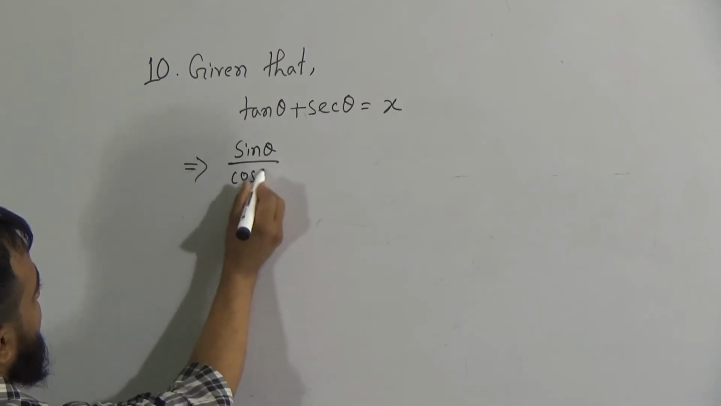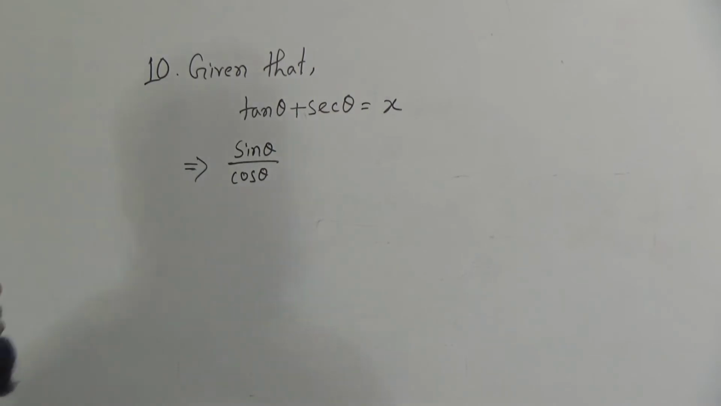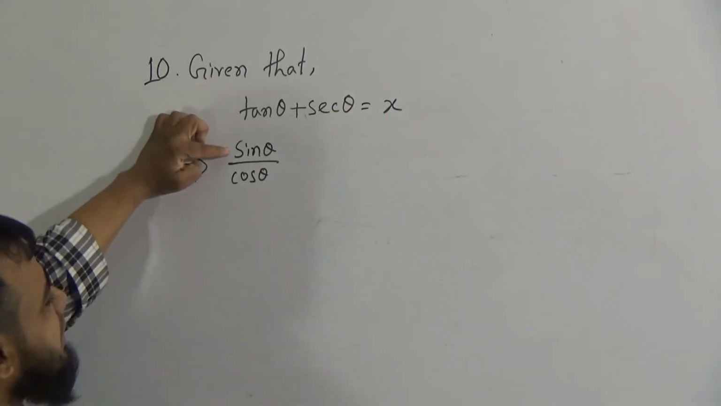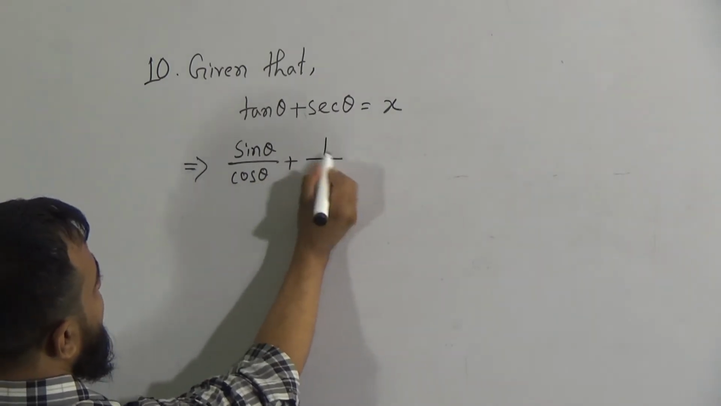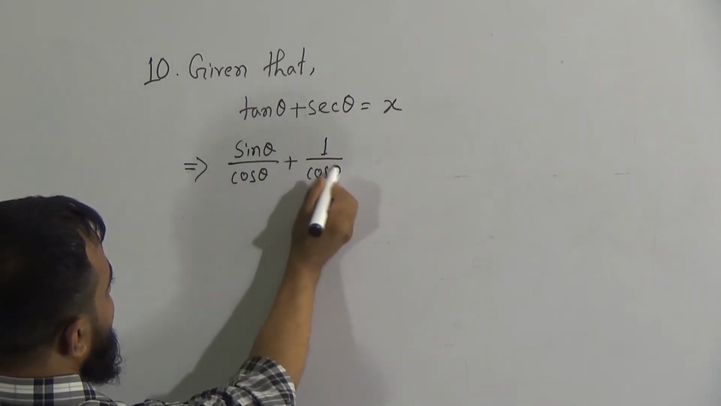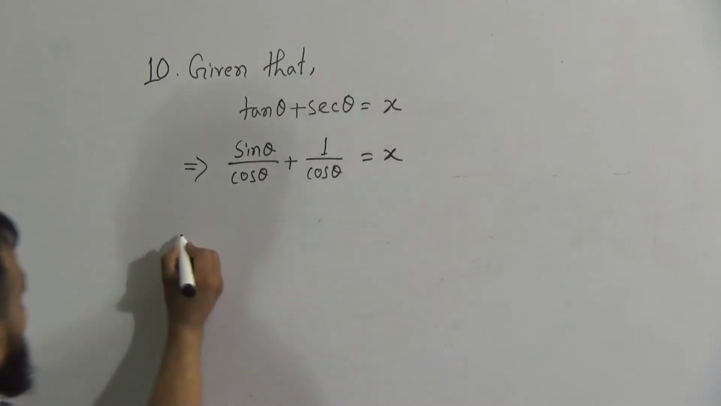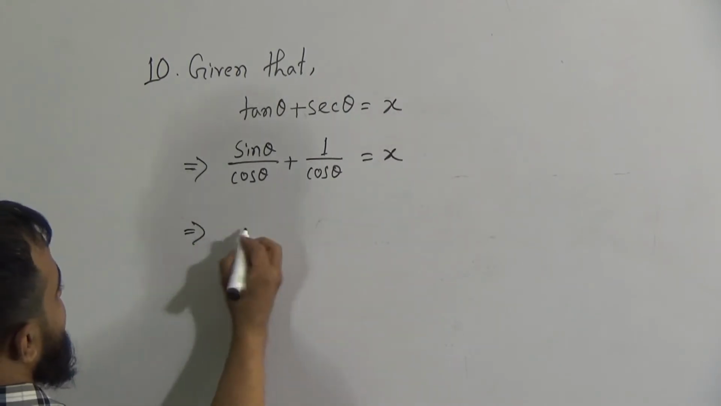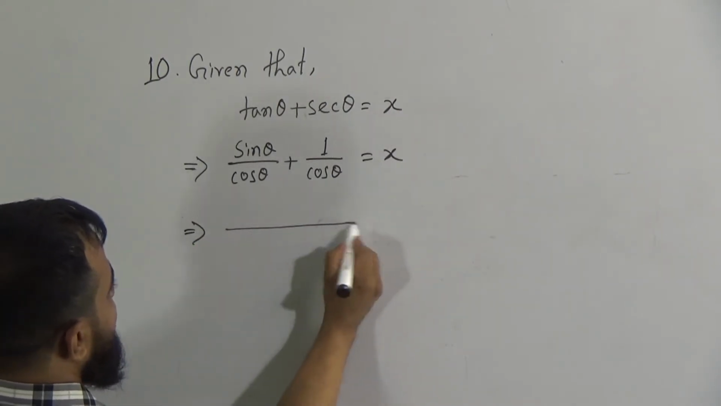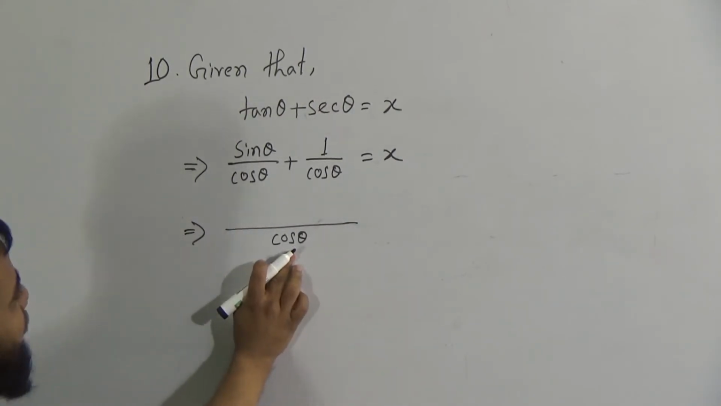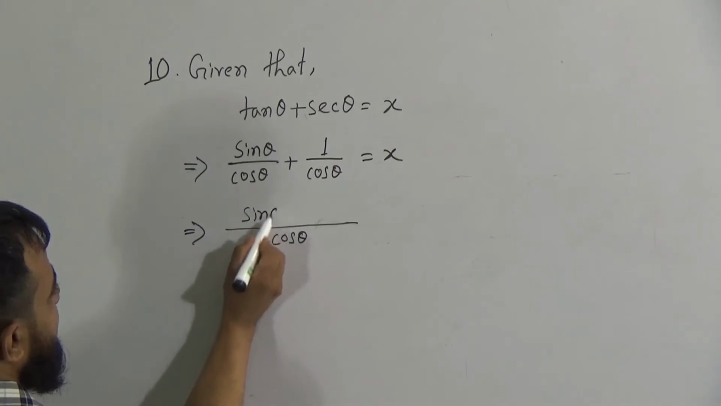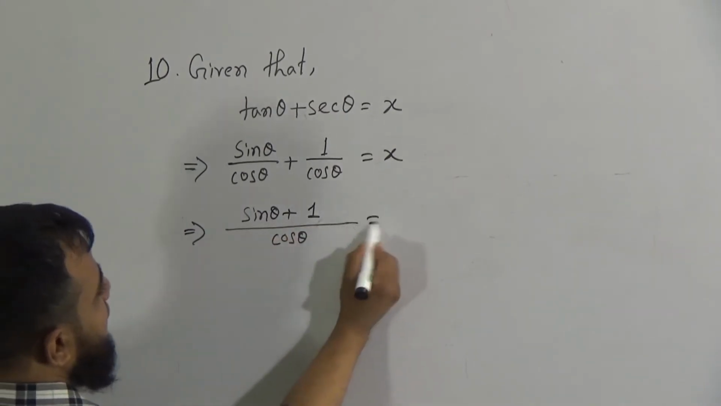We know this from the previous class. You know that tan theta equal to sin theta by cos theta, and sec theta equal to what? Sec theta equal to 1 by cos theta. So sin theta by cos theta plus 1 by cos theta, that's equal to x. Okay, now add these two expressions. We'll get what? We will get cos theta as our denominator. Our numerator will be sin theta plus 1, that's equal to x.